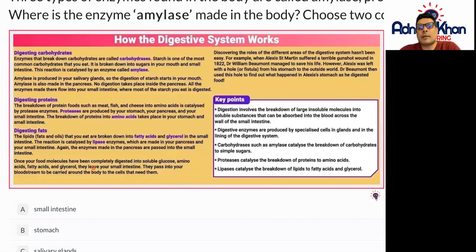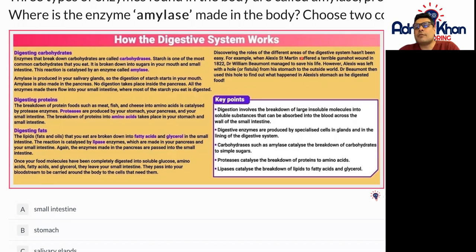Once your food molecules have been completely digested into soluble glucose, amino acids, fatty acids, and glycerol, they leave your small intestine. They pass into your bloodstream to be carried around the body to the cells that need them most.